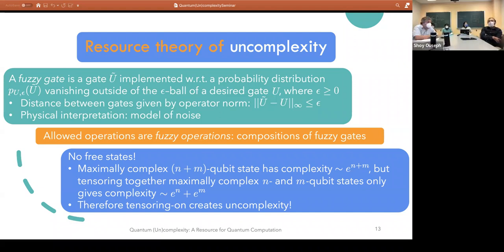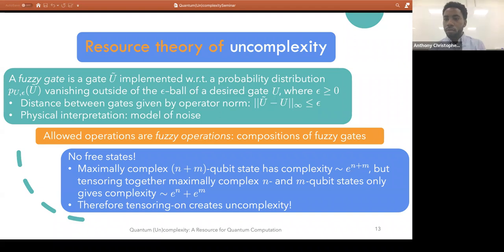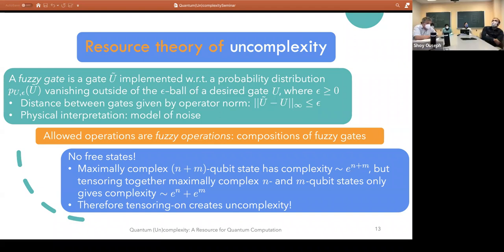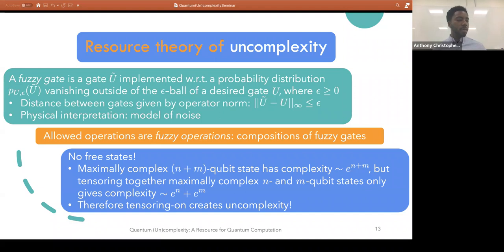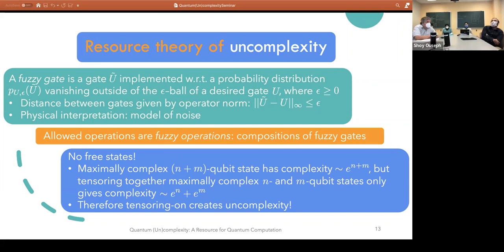Sorry, can I ask, can you say again, I think you said this. What is the definition of uncomplexity? So I have a state. I know what its complexity is. How do I define uncomplexity? Yes, so it's a difference from the maximal. Like, let's say I have n qubits. What exactly is the number I'm subtracting this from? Is it e to the power of n? What's the coefficient of it?